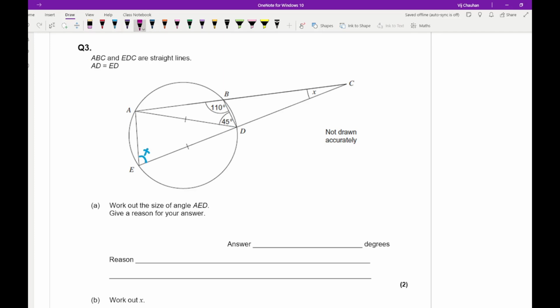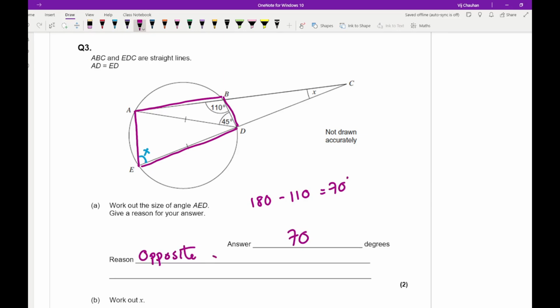As you can see from the circle, we have got a cyclic quadrilateral. And if I just highlight that quadrilateral, what do we know about cyclic quadrilaterals? That opposite angles add up to 180. So here we've got 180 minus 110 equals 70 degrees. So the answer then is 70 degrees, and the reason for that is because opposite angles in a cyclic quadrilateral add up to 180 degrees.